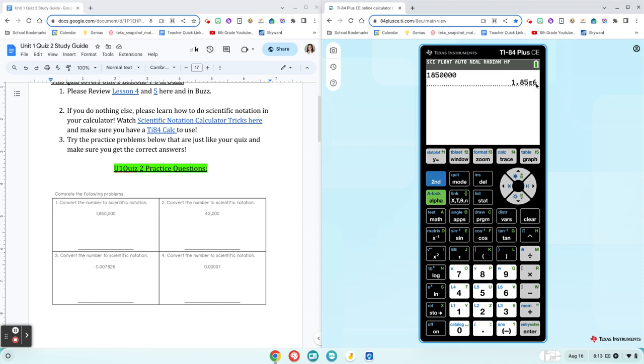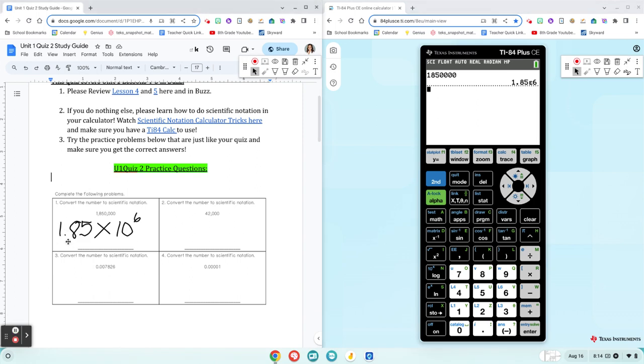Okay, so we always have times 10 to the power of the exponent. And so this right here is calculator language for 1.85 times 10 to the sixth. So that is your answer. Your calculator did that for you. So let me pause and write it. Okay, I have the answer written here that I took from the calculator.